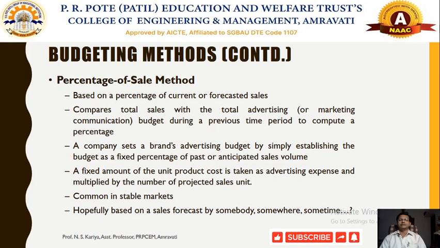So this method is called what? Percentage of sales method. Suppose the last year the company's sales have been, say, 50 crore, and they decide 5% of sales, so out of 50, 2.5 will be allocated as an advertising budget.